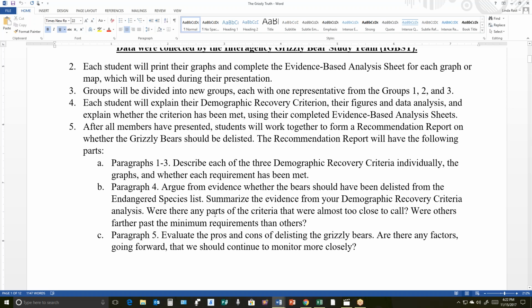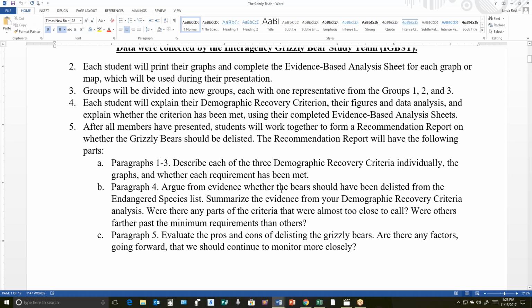Some of them said things like, well, the males can be delisted, but the females can't. So they had some interesting combinations, which I thought was neat. And then in paragraph 5, they had to look at the pros and cons of delisting them. What are some factors we need to look at going forward?